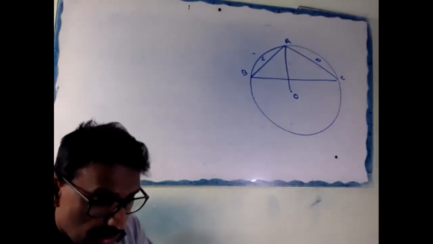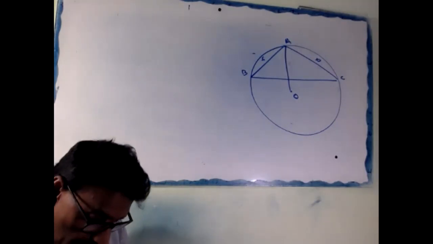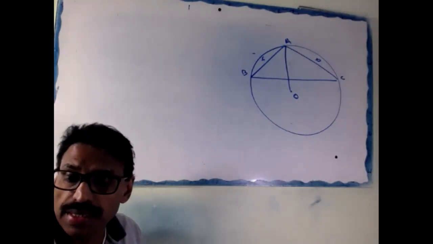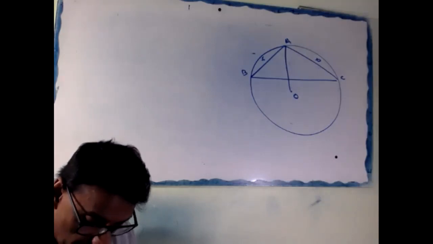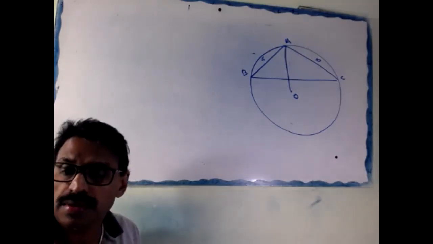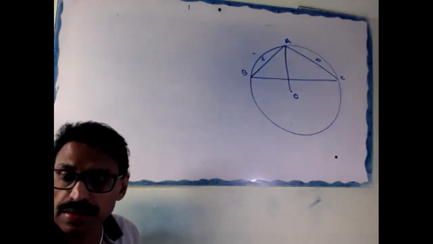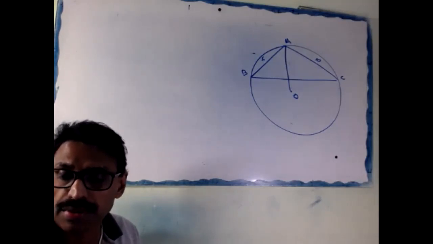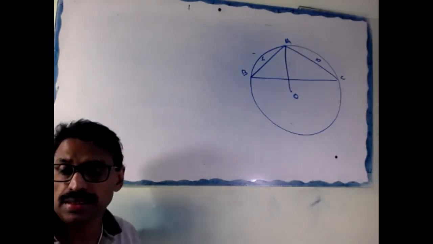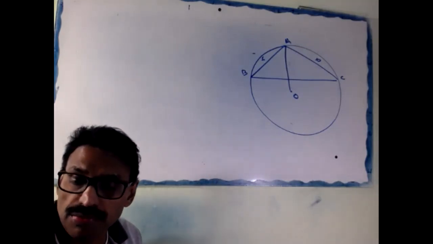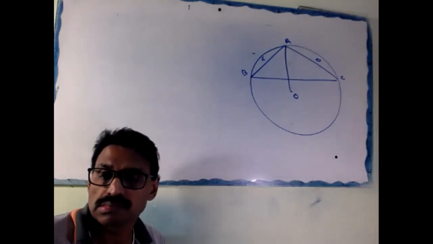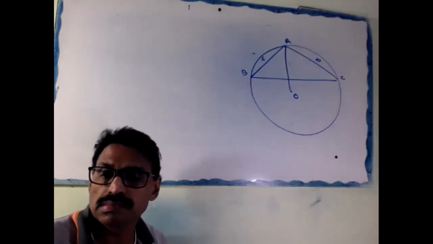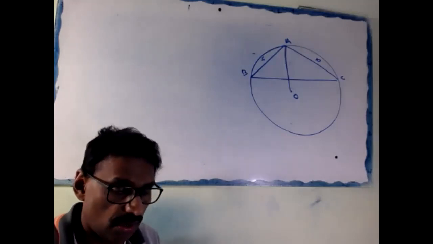Okay. The question is: in a circle of radius 5 centimeter, AB and AC are two chords such that AB equal to AC equal to 6 centimeter. Find the length of the chord BC.